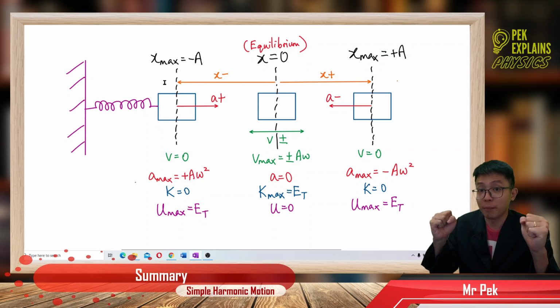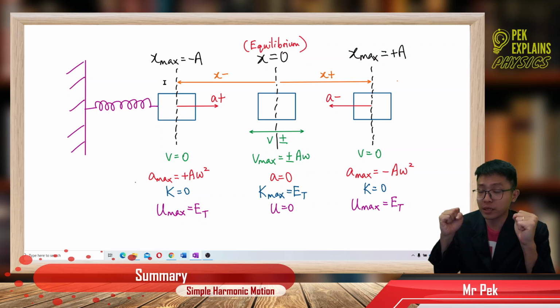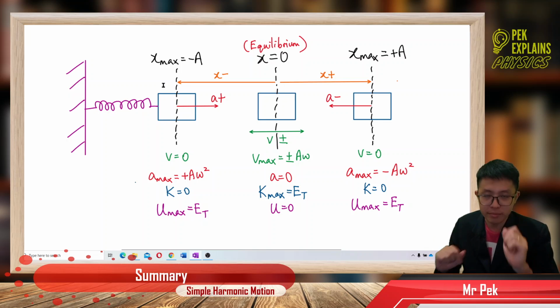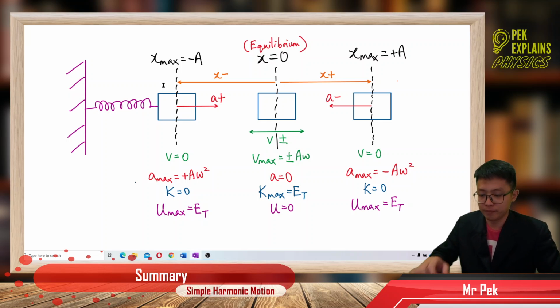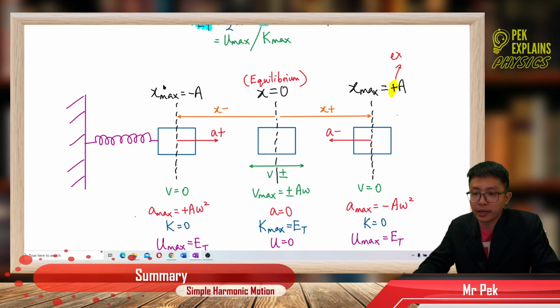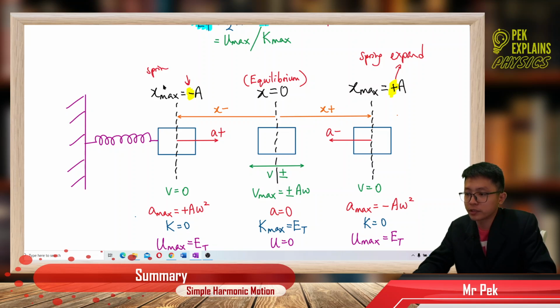But if you go to the left, you compress the spring. When the spring is compressed, displacement is negative. So remember, positive displacement if the spring expands, becoming longer. Negative displacement if your spring is compressed.